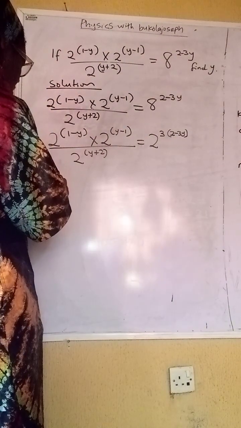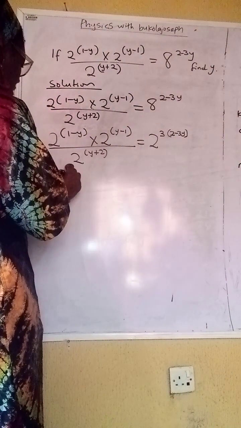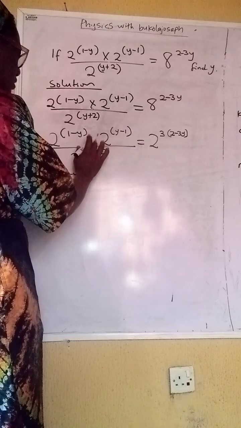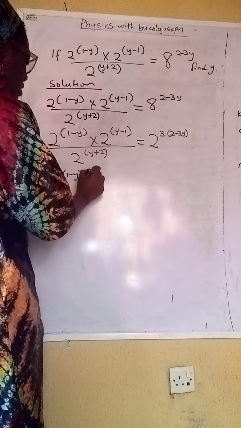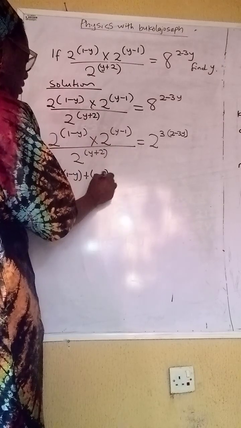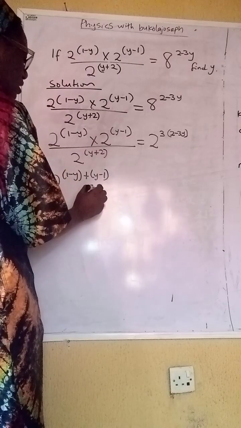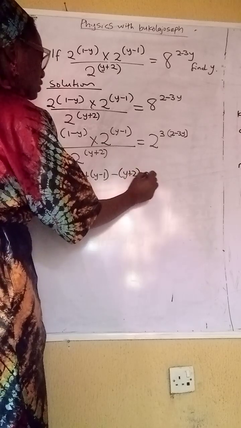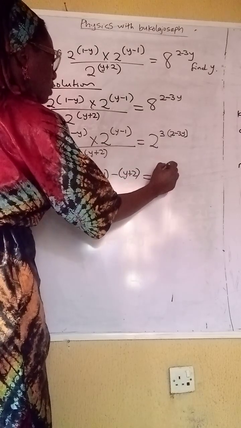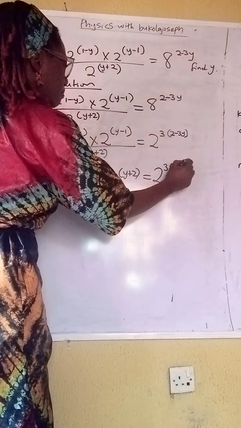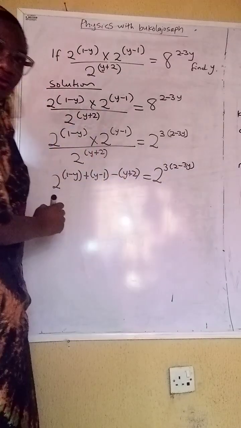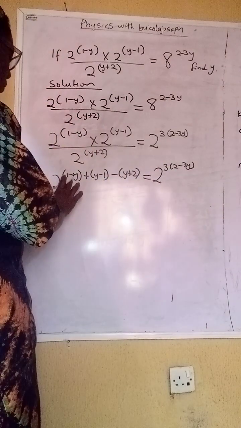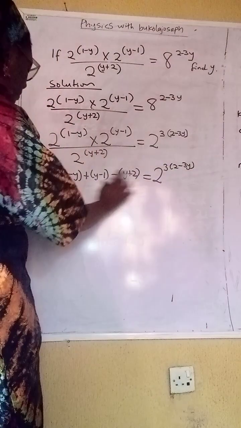So if we do this now, we have 2 raised to power 1 minus y. This becomes positive, plus what? y minus 1. Then this becomes what? Minus. So we have minus y plus 2 is equal to 2 raised to power 3, 2 minus 3y. Okay? So now we're going to sum the powers together.